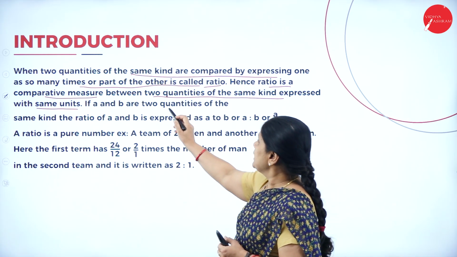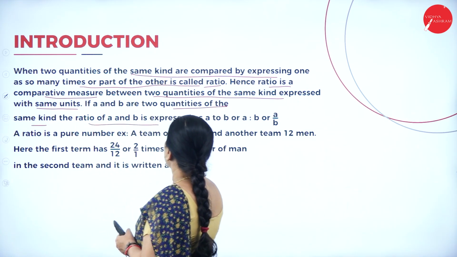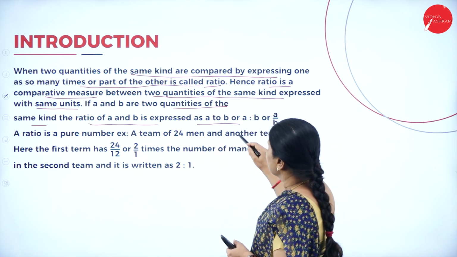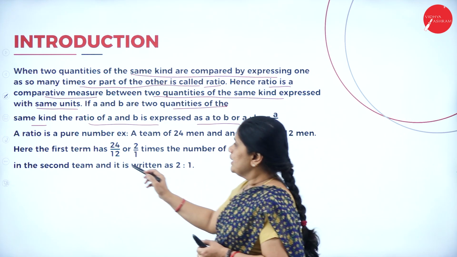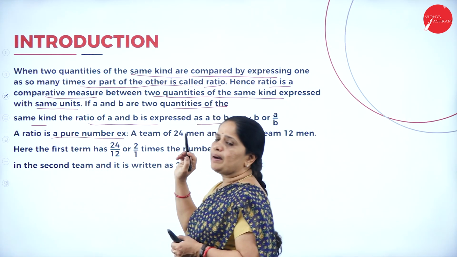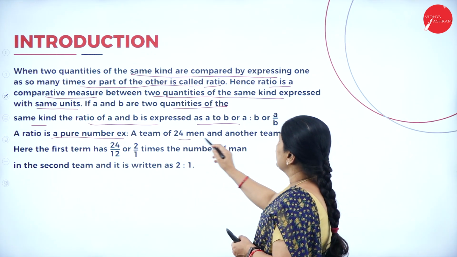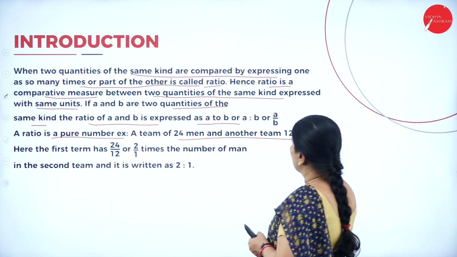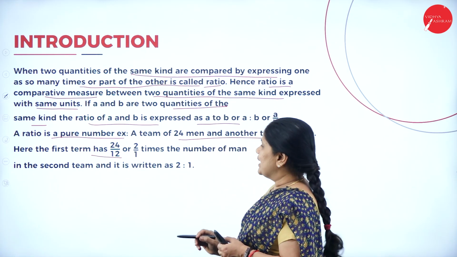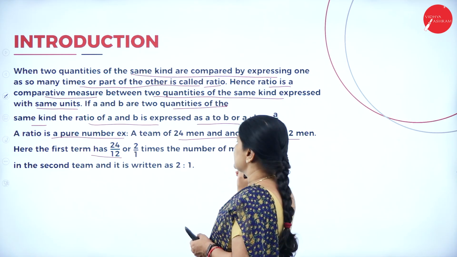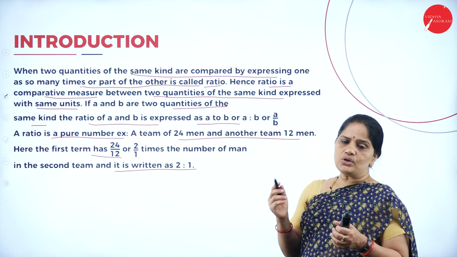If A and B are two quantities of the same kind, the ratio of A and B is expressed as A to B, or A is to B, or A by B. A ratio is a pure number. Take a team of 24 men and another team of 12 men. Here the first term has 24 by 12, or 2 by 1 times, the number of men in the second team, and it is written as 2:1.